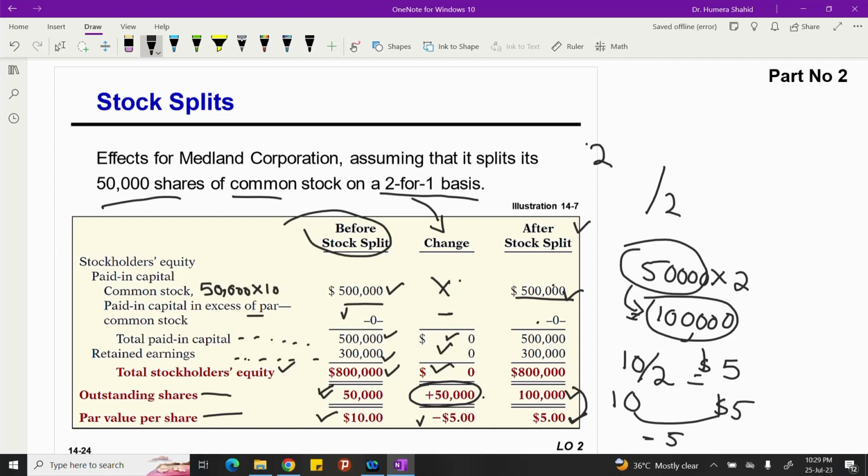Paid-in capital also is not introduced in this case. There is no effect on total paid-in capital and retained earnings, so equity doesn't change. So what actually changes? Only the composition changes. Before, we had 50,000 shares, with a par value of $10. Now we have 100,000 shares, but the par value is $5 per share. So only the composition changes. No change in the common stock.